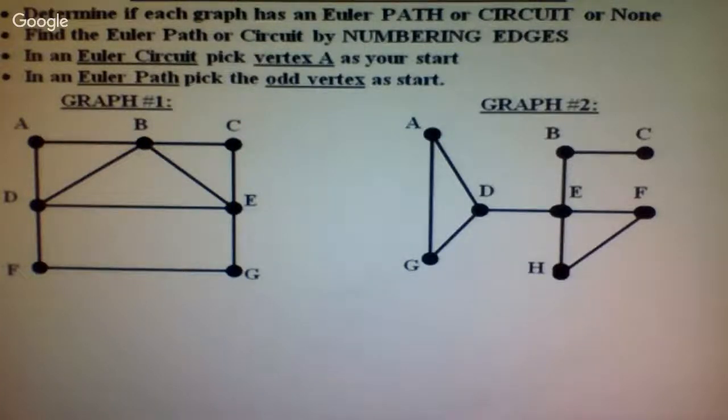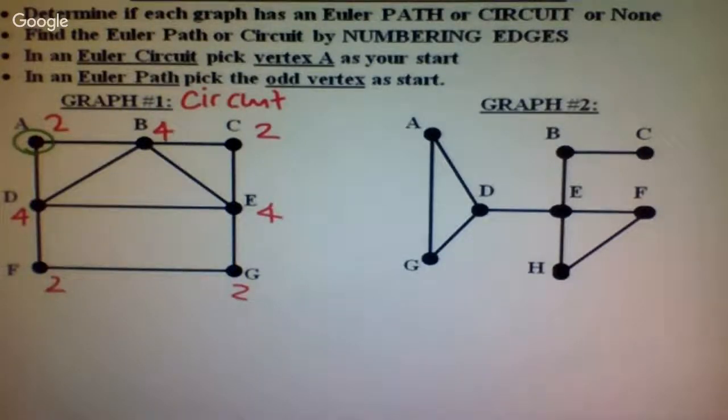So, graph number 1. First thing we have to do is come up with the degrees of each vertex. A has a degree of 2, B, 4, and the rest are 2, 2, 3, 4, 4, 4, 2, 2, 2. So we have a circuit. We have a Euler circuit. It tells you in the directions, in a Euler circuit, pick vertex A as your start. So we're going to start here.